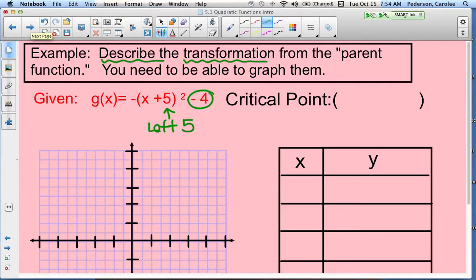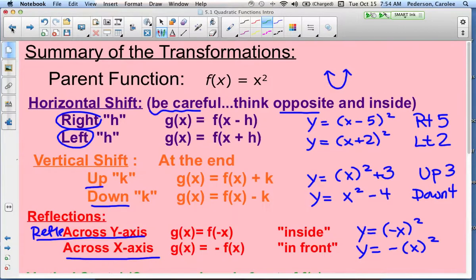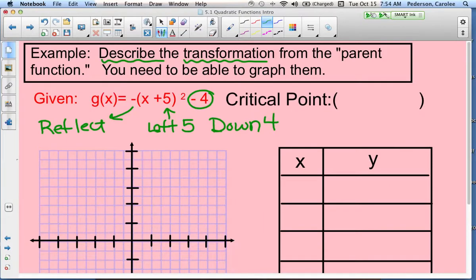Then this minus 4 is outside the function. It's going to shift it down 4. And then this negative reflects it about the... so notice again, I'm looking at the slides. Where is it? The negative is in front of the function, so it's reflecting about the x-axis. Okay.